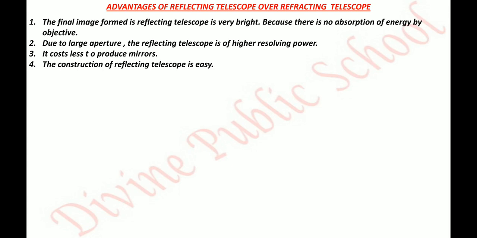To hold a concave mirror, it is not like that. It can be very thick, and the holder of the concave mirror can hold it very easily. So the construction of a reflecting telescope is very easy. Moreover, some more differences are there. One is spherical aberration. One is chromatic aberration.